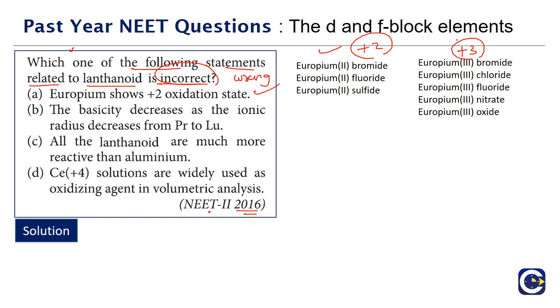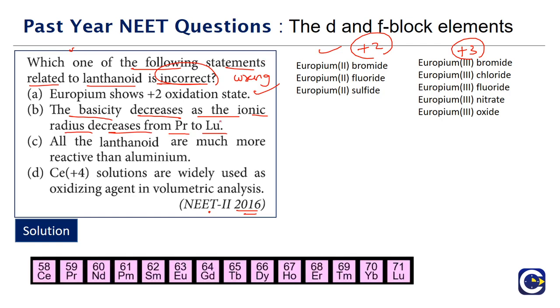So lanthanoids, we agree that the stable oxidation state of lanthanoids is what? +3. But europium can also show +2. So that is not a wrong statement. That is correct only. What is option B? The basicity decreases as the ionic radius decreases from Pr to Lu. What is this Pr and Lu? These are the respective symbols of these elements.